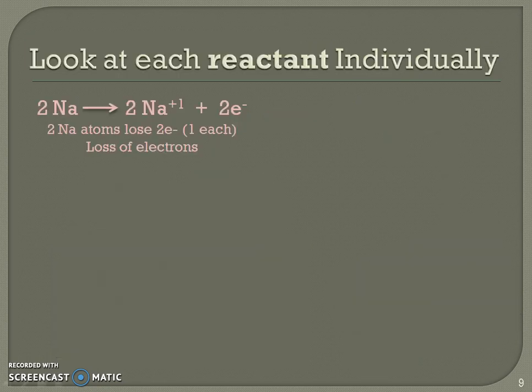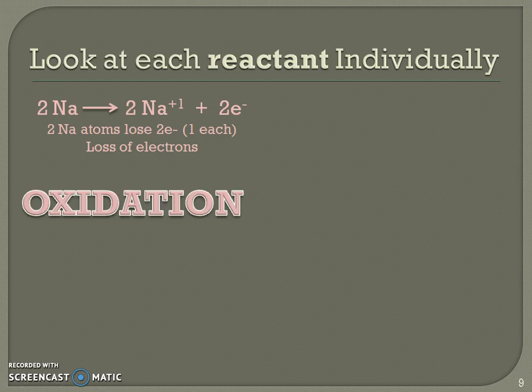So let's look at these two reactants individually. Look at what's going on here. Again, the reason for it to be balanced is because of those electrons. There are two Na atoms, and each of them is going to lose one electron, but there are two of them, so we need 2 electrons total. On the next slide, I'm going to get you to understand what's going on for each side of the reaction. So oxidation again is occurring. If we look at the chlorine, now it's the opposite.